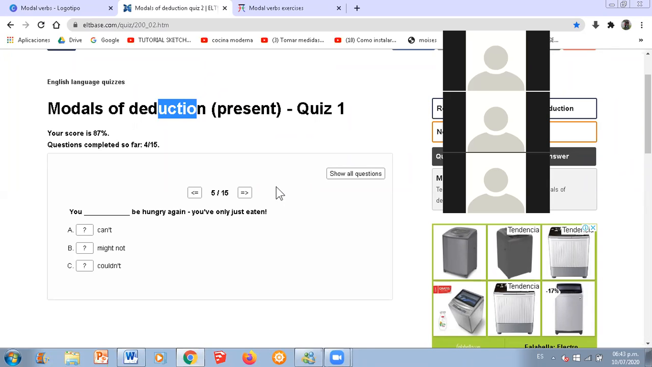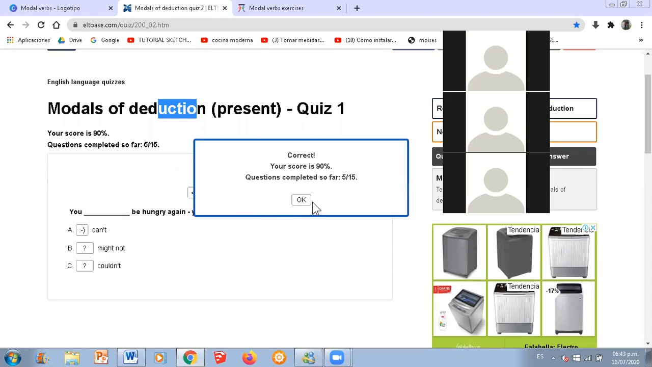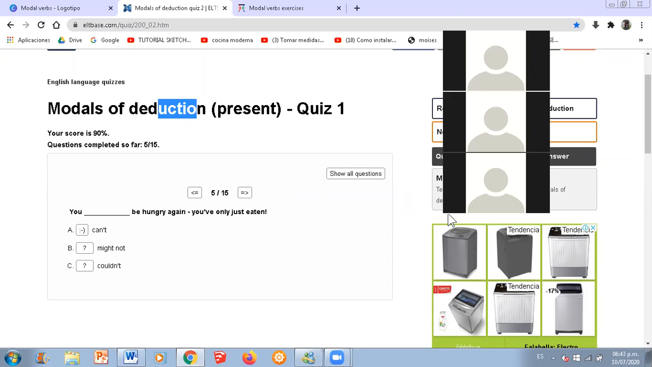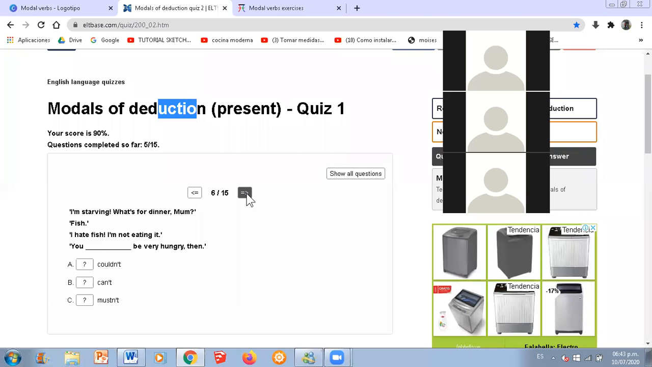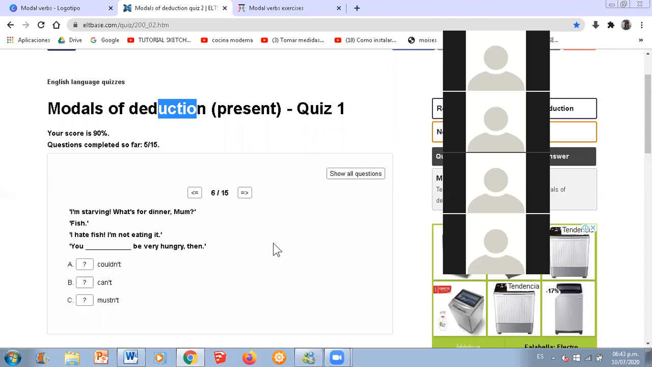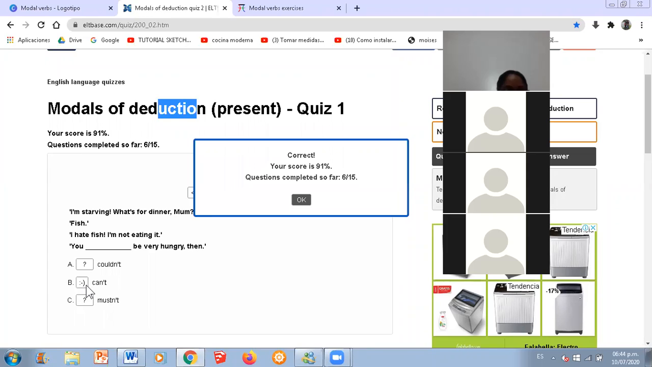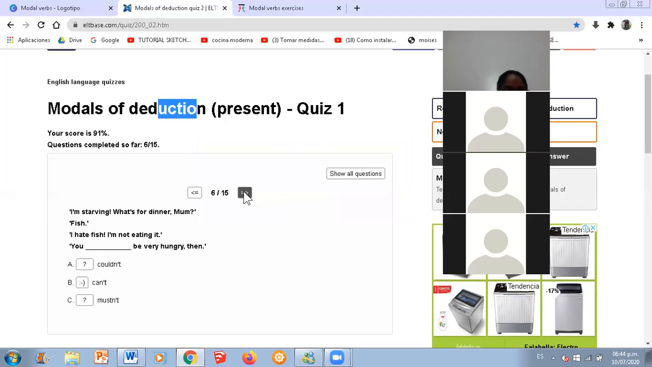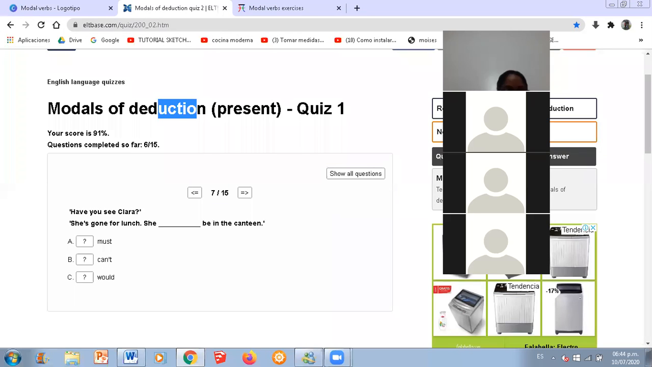You can't be hungry again. You only just finished eating. Letter A. Yes, can't. I hear you. Laura Gutierrez. Very good, Katia. Laura. Hi. I am starving. What's for dinner, Mom? Fish? No. I had fish. I'm not eating it. You can't be very hungry then. Very good. Okay, now Patricia.